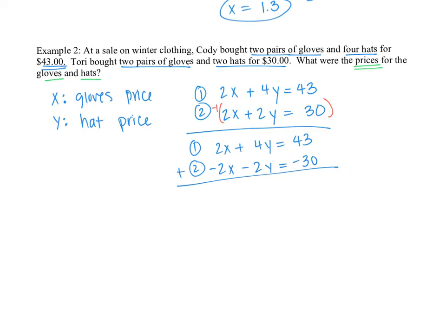If I add up my equations, well, the x's cancel because they're opposite signs, same coefficient. Whereas the 4 and the negative 2 add to give you positive 2y, and 43 minus 30 is 13. So if I divide by positive 2, y is equal to 13 divided by 2, that has to be 6.5. So that is my y value.